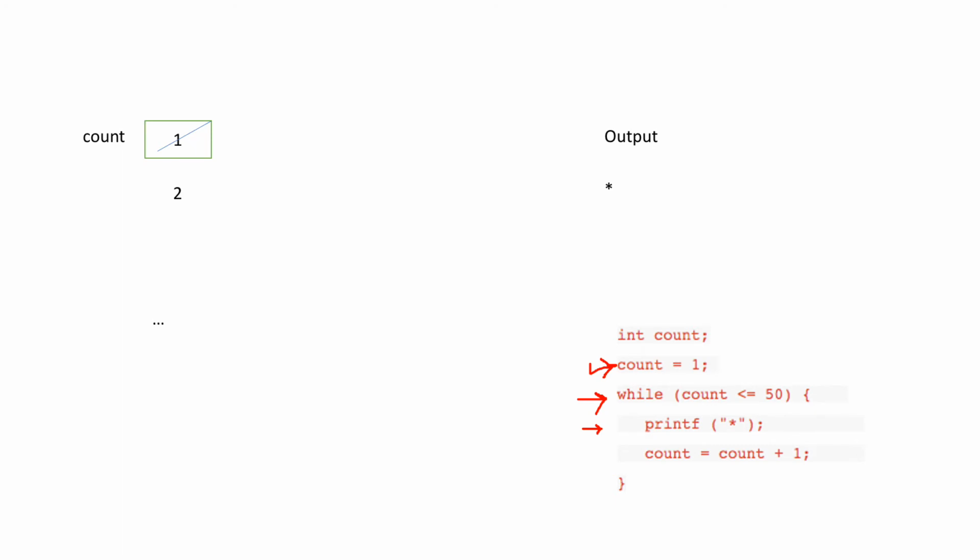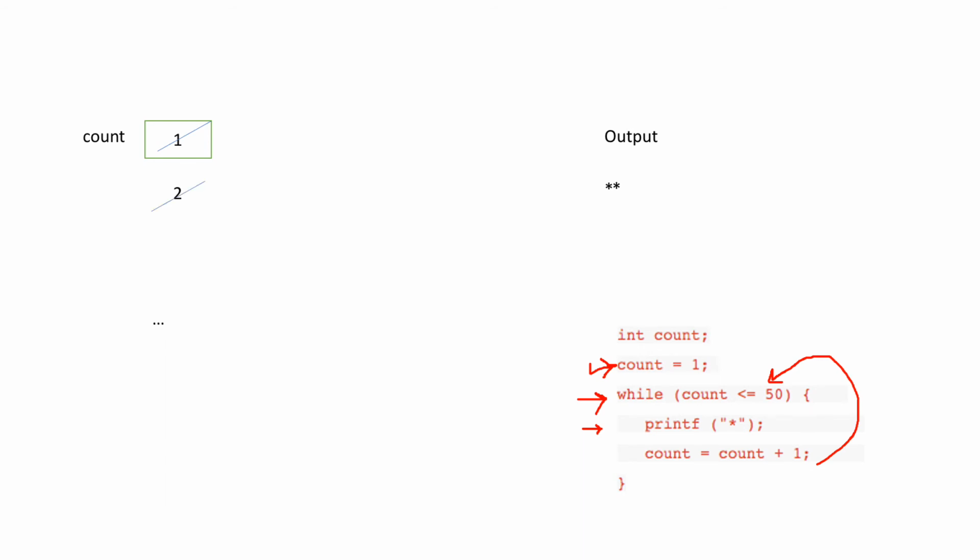So control goes back to the while statement. It again checks, is count less than or equal to 50? As you can see, it is. So therefore, what should happen is the next statement in line, the printf star. So it should print the next star, the second star.